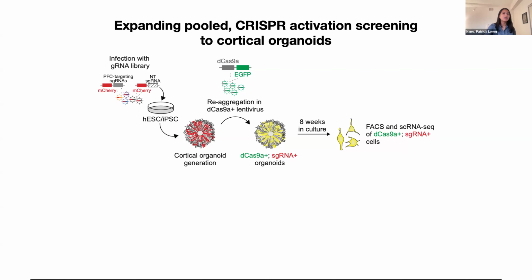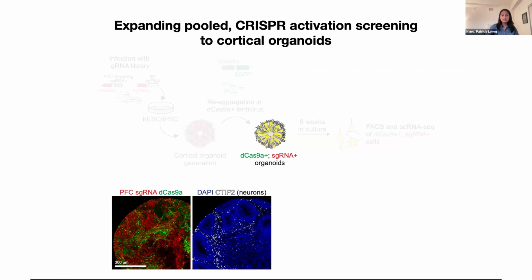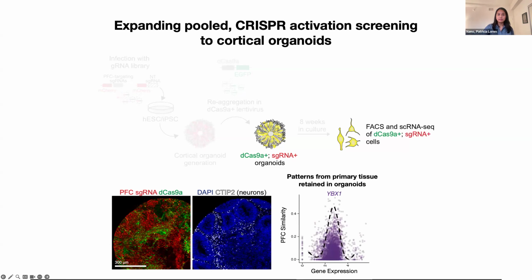Now, what's exciting here is that all of these perturbations can still produce organoids with that classic rosette structure lined with mature neurons that you would expect from a healthy cortical organoid. And even more excitingly, the hits that I just showed you, particularly the hit with YBX1 from the primary tissue screens, that is still retained in our cortical organoid model. So this suggests that we now have this cortical organoid platform that we can use to have targeted mechanistic analyses of these determinants of areal identity.